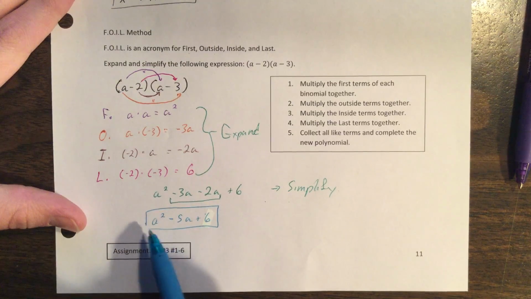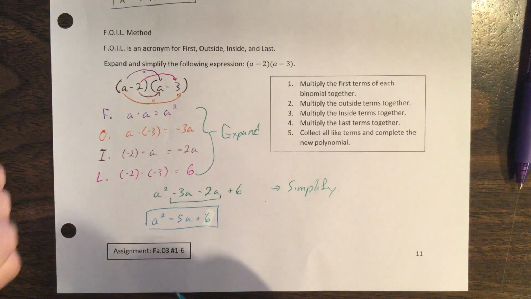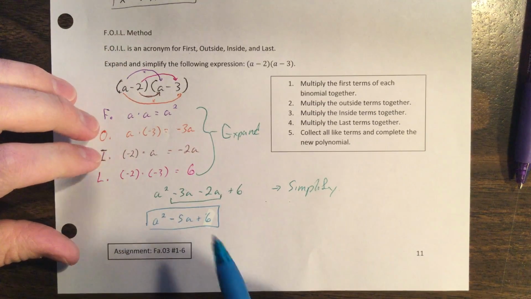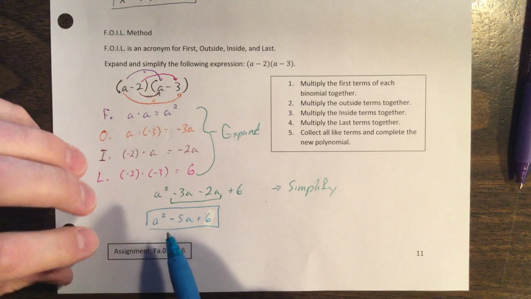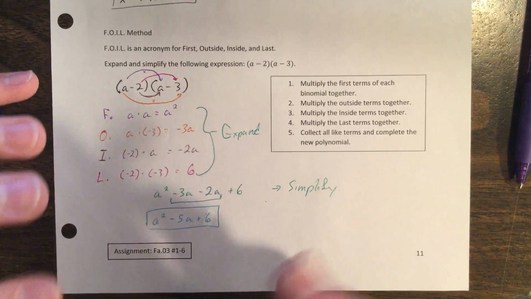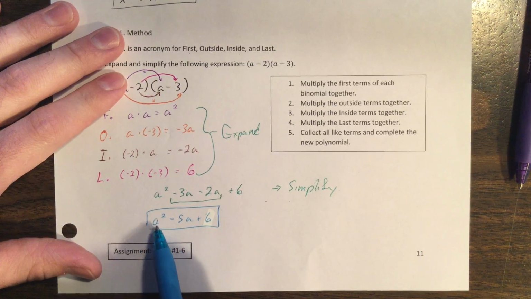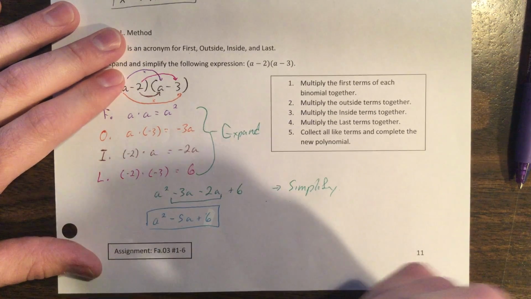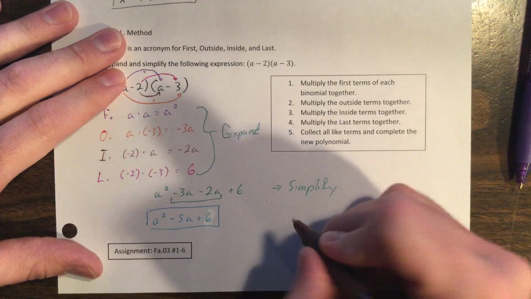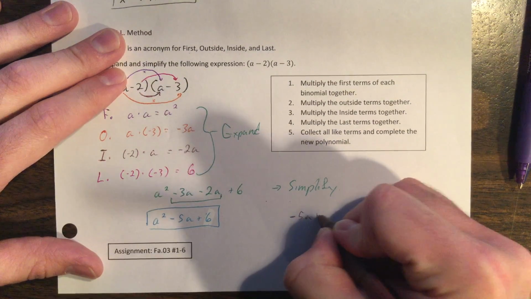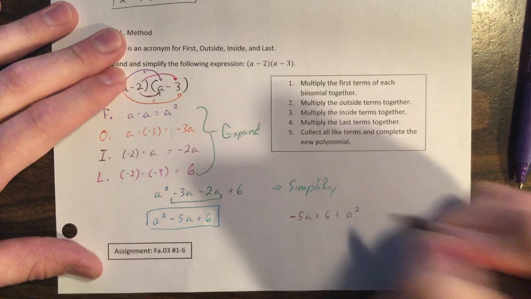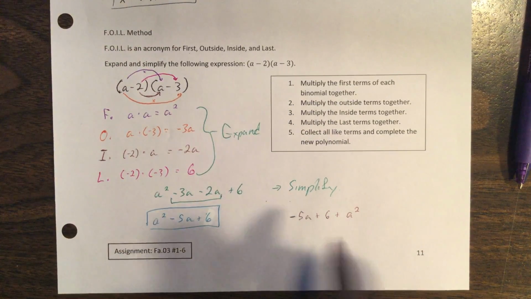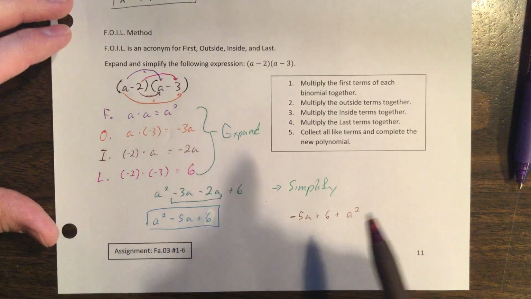Simplified as it has no like terms that we can put together, and it has everything there that we multiply together. Now, the order of a polynomial doesn't really matter. These 3 terms here, a squared, negative 5a, and positive 6, can be in any order. If you really want to write it as, let's say, negative 5a plus 6 plus a squared, that works as well. Because all the 3 terms are exactly the same. Okay, they all 3 match up.